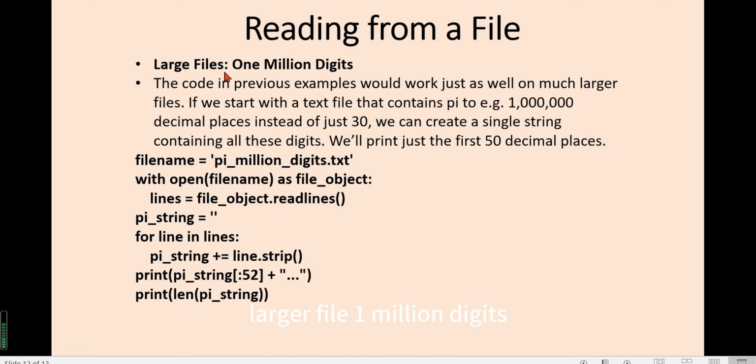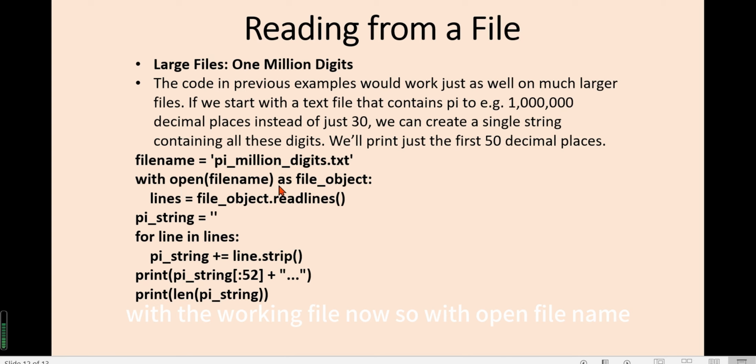And a large file, 1 million digits. The code in the previous example would work just as well on much larger files. If we start with a text file that contains pi to, for example, 1 million decimal places instead of just 30, we can create a single string containing all these digits. We print just the first 50 decimal places. So file name now is the pi million digits file. This file is stored in the same place as the working file now.